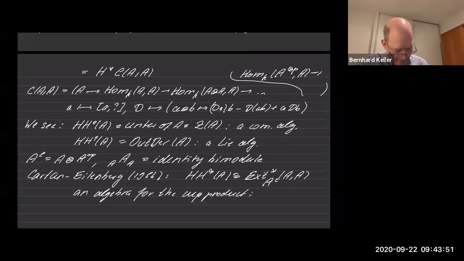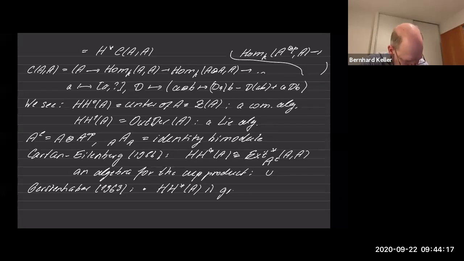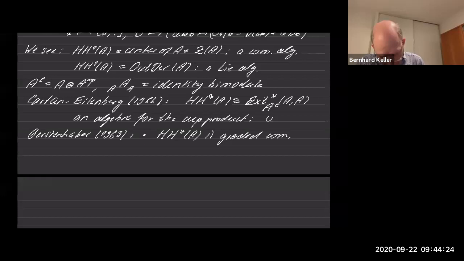Now, surprisingly, it took 7 more years for people to realize that it's actually a commutative algebra. This was shown by Gerstenhaber in 1963. He showed several things. First of all, he showed that Hochschild cohomology is graded commutative as an algebra. Now, the modern argument might go like this.